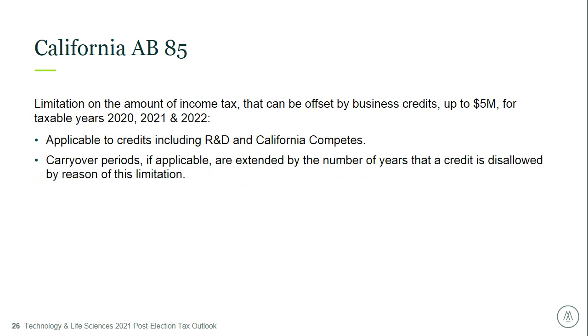Another key provision contained in this bill is the limitation on the amount of income tax that can be offset by business credits up to $5 million for taxable years 2020, 2021, and 2022. So that means you can't use your business credits to offset taxable income by more than $5 million. And I think two credits that this is particularly applicable with are the R&D and California Competes credit. The carry forward period, if applicable, is extended by the number of years that a credit is disallowed by reason of this limitation. With the R&D credit, that isn't particularly applicable because it's got an indefinite lived carry forward period anyways.